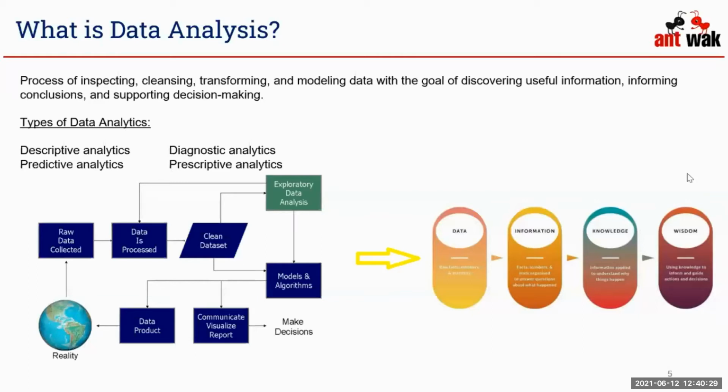And there is predictive as well. Predictive, as the name says, is that you want to predict some sort of result which has not been published yet. So these are the four types of data analytics: descriptive, diagnostic, predictive, and prescriptive analytics.